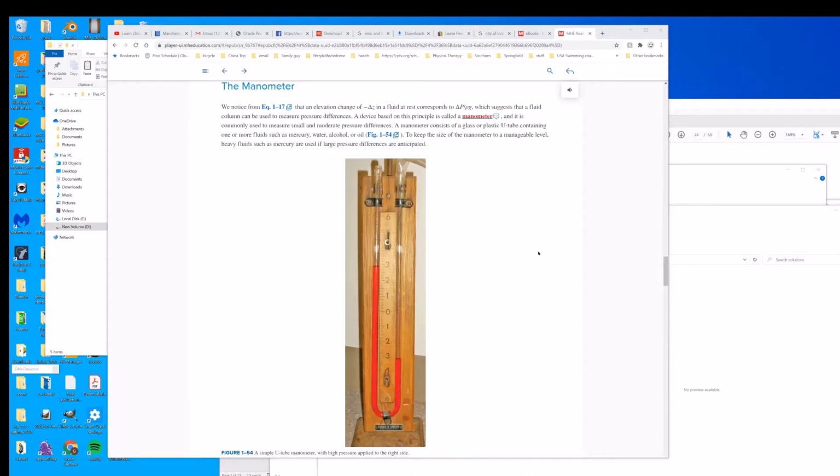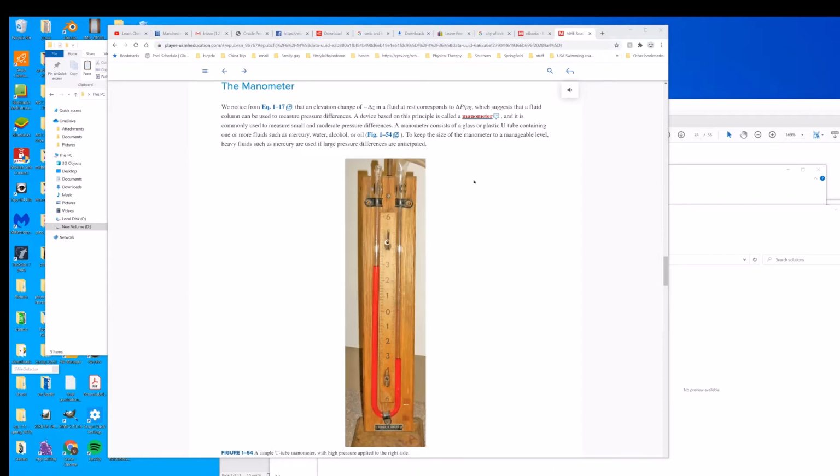Okay, I wanted to talk about manometers a little bit, and you're going to see a problem on manometers in quiz one. So this will be like the problem from chapter one. It will actually be a manometer problem. Okay, so basically, what is it?